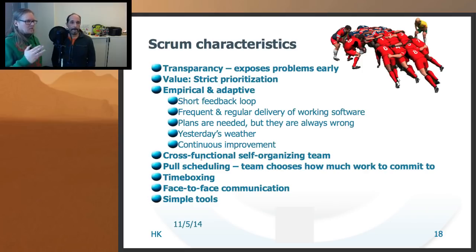Okay, this is basically the pillars in this kind of list form. So there are lots of the same things as in the previous slide. Transparency, we talked about. Strict prioritization, we talked about that also. Empirical adaptive, there are some more detailed issues here. So this is the inspect and adapt point.